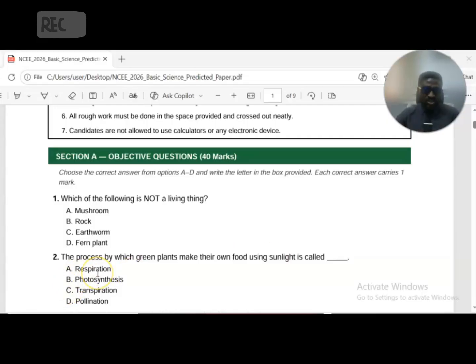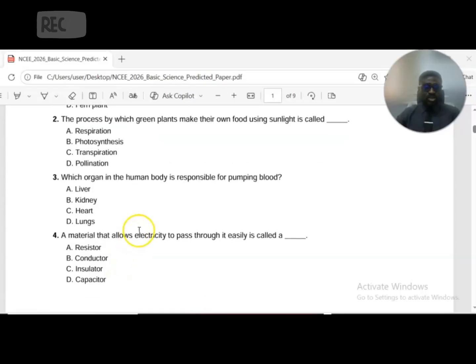Respiration is a process, but it is not linked to this question. Transpiration is a process through which green plants lose their excess water from their body. Pollination is a process through which pollen is transferred between the anther and the stigma of the same or of different flowers through different agents of pollination. While respiration, on the other hand, I didn't explain it earlier, is a process through which food is broken down in the body to release energy. Let's move to question 3.